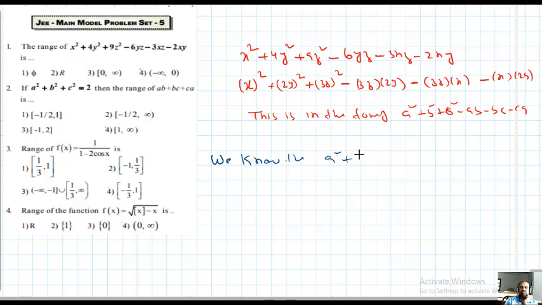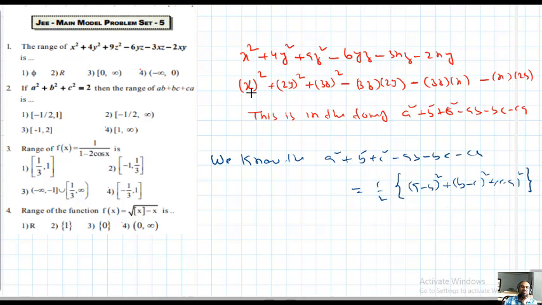a square plus b square plus c square minus ab minus bc minus ca equal to half of (a minus b) whole square plus (b minus c) whole square plus (c minus a) whole square. Okay, what is the meaning of this? This is a non-negative real number. This is a non-negative real number. Its value may be 0 or more than 0.